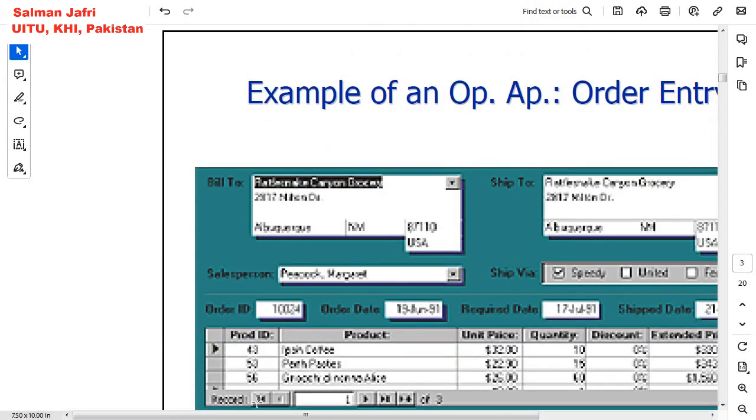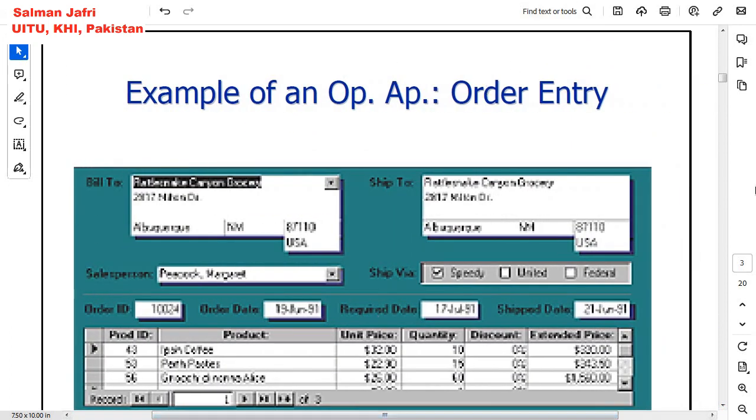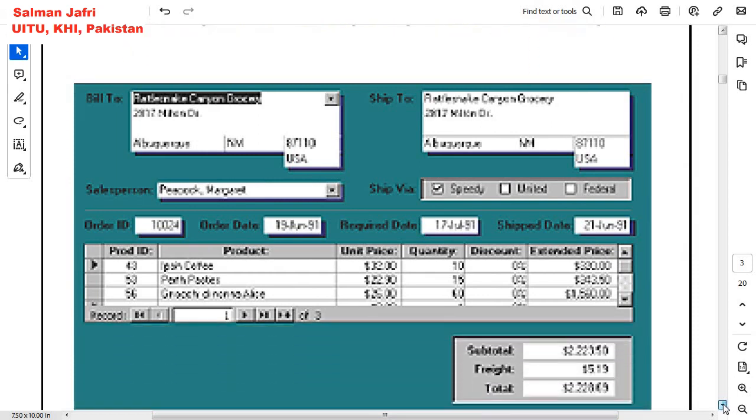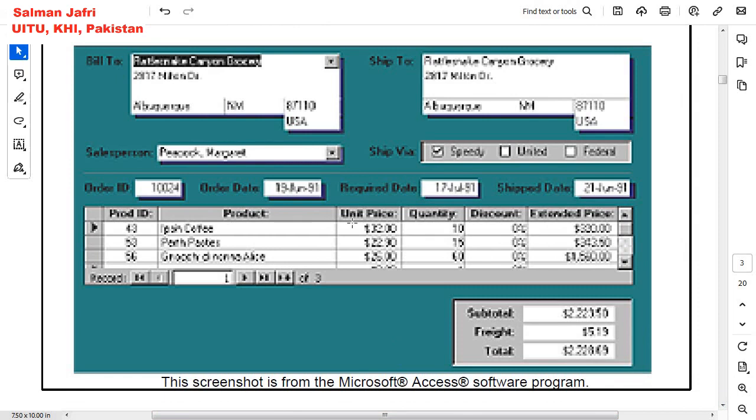So an example of an operational or transactional system would be, for example, an order entry system. This has been shown as a form of Microsoft Access, but this same thing can be produced by a server-side technology or a server-side program that can produce this. Server-side technologies like Java servlets, JSP, Java Server Pages can produce these kinds of things for customers.